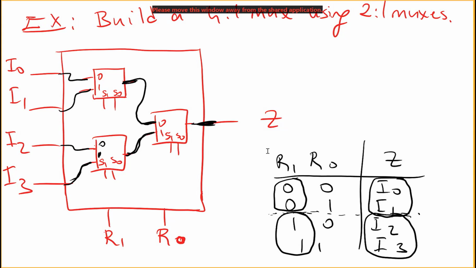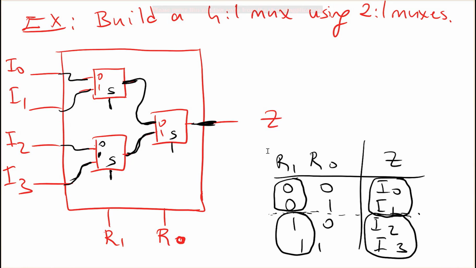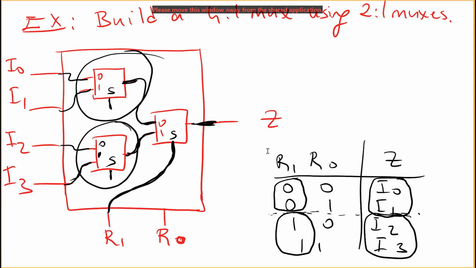But these were 2 to 1 muxes, so I have only one select signal here. So this was wrong, this is only one signal. So this is S, this is S, this is S. From this table, R1 is controlling either the upper one or the lower one. That's why I need to connect R1 to the last multiplexer.